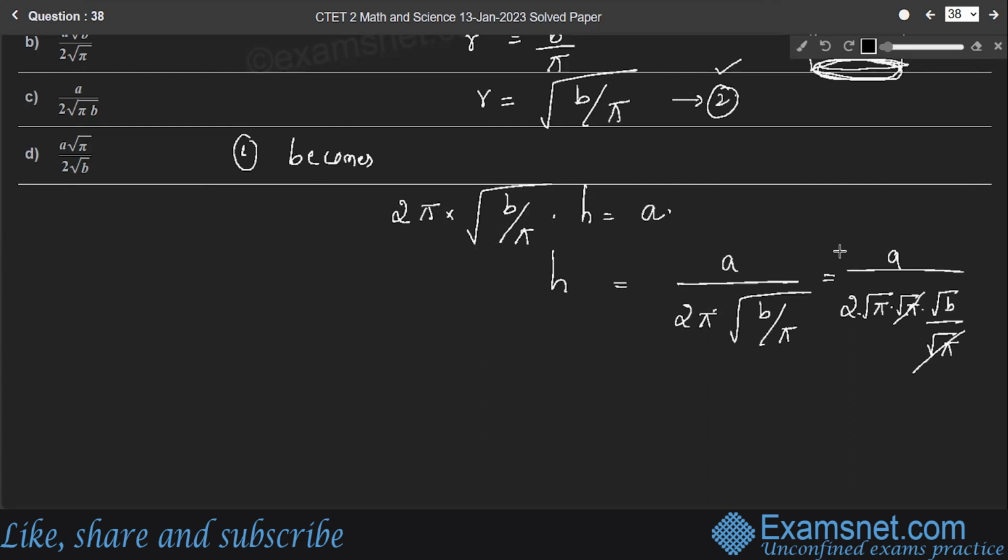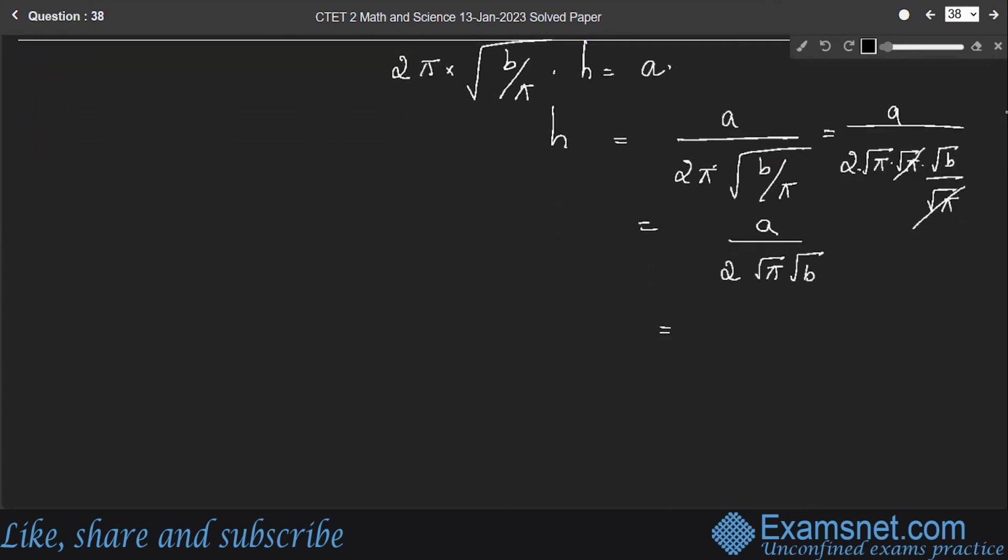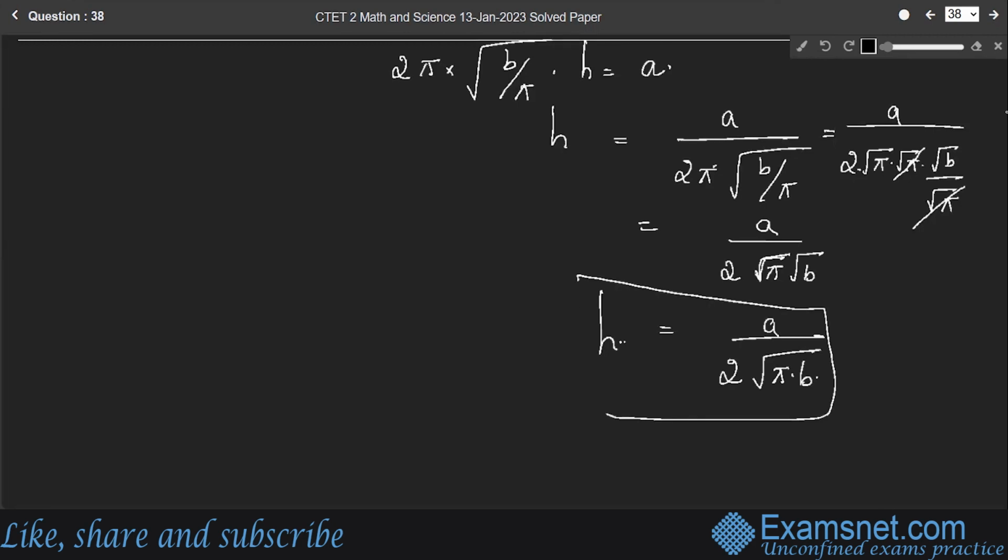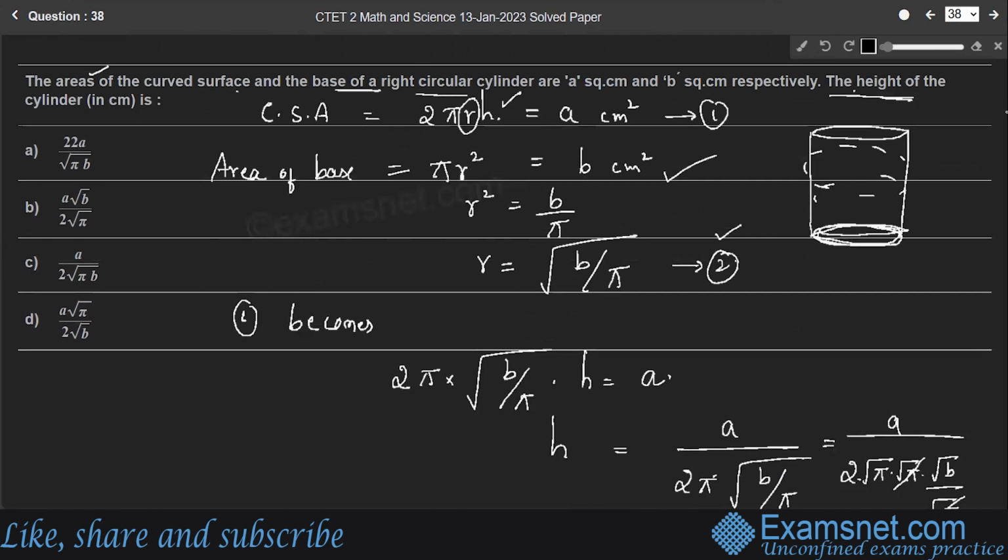So you will have a by root pi into root b into 2. Since they have the same roots, we can write root pi into root b as root of pi into b. Therefore, the height of the cylinder h is equal to a divided by 2 into root of pi b. Therefore, look at the options. Yes, option C is the right answer.